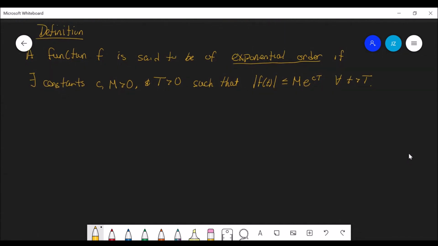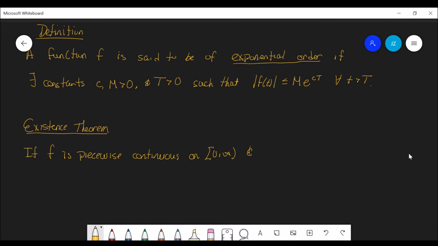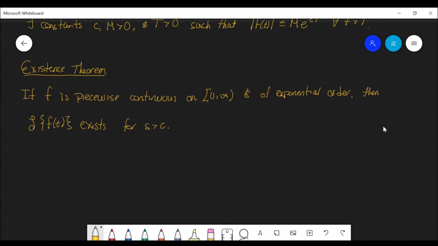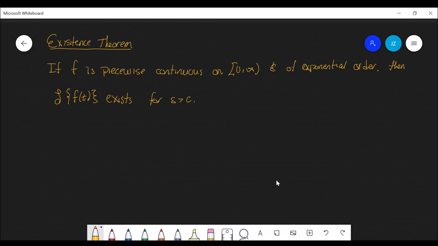We can now look at the existence theorem, which states if f is piecewise continuous on 0 to infinity and of exponential order, then the Laplace transform of f of t exists for s larger than c. All right, so we're going to prove this.